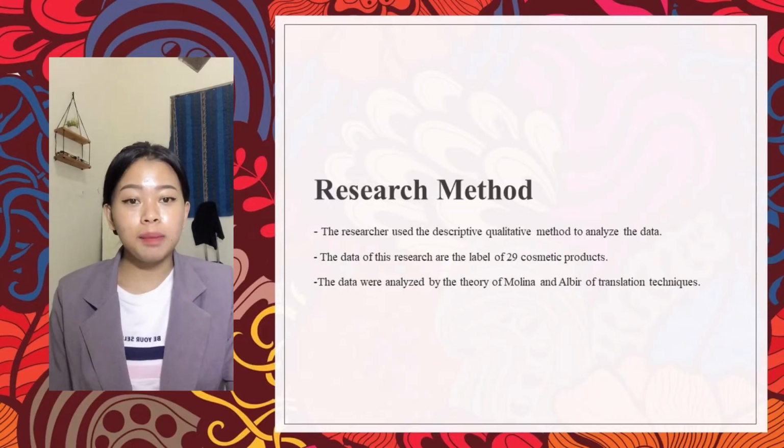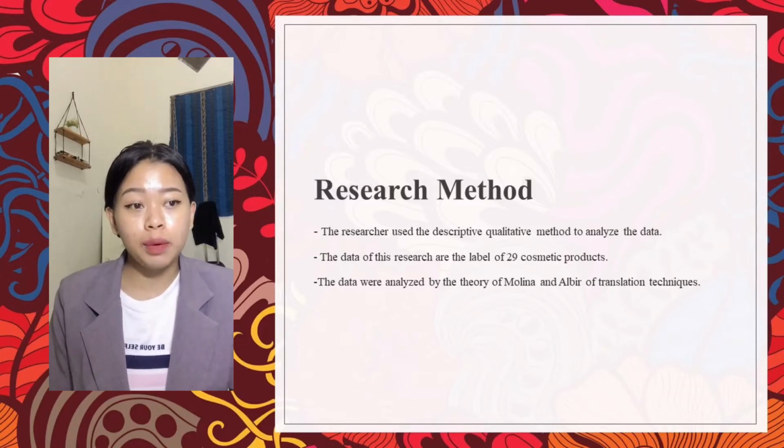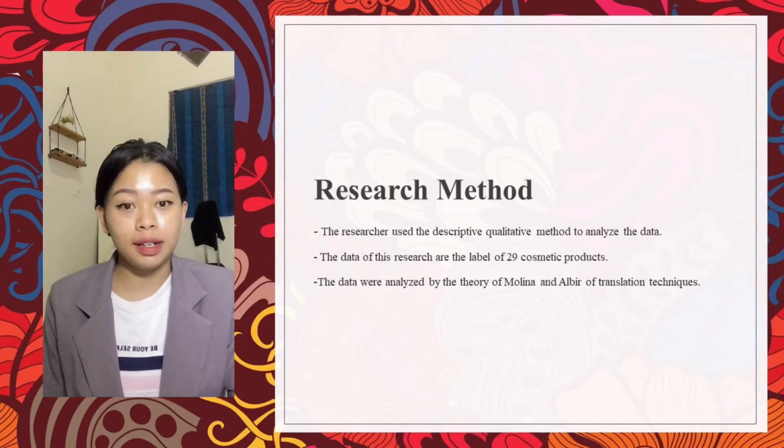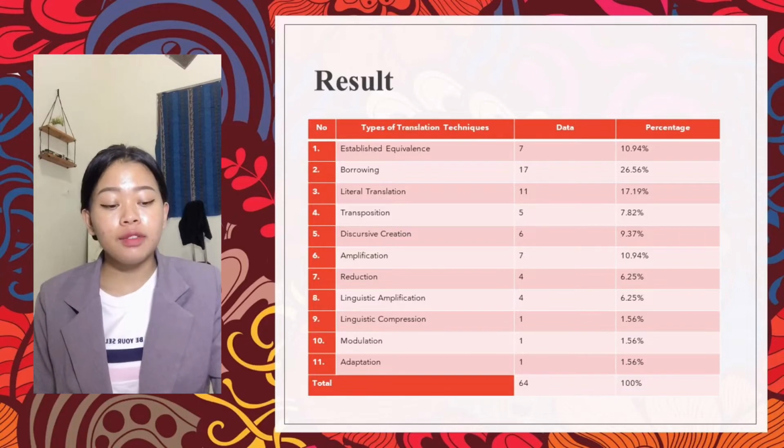Next is the research method. The first one, the researcher used the descriptive qualitative method to analyze the data. The second one, the data of this research are the labels of 29 cosmetic products, and the data were analyzed by the theory of Molina and Albir. Next is the result. The results of the data can be seen in the following table.